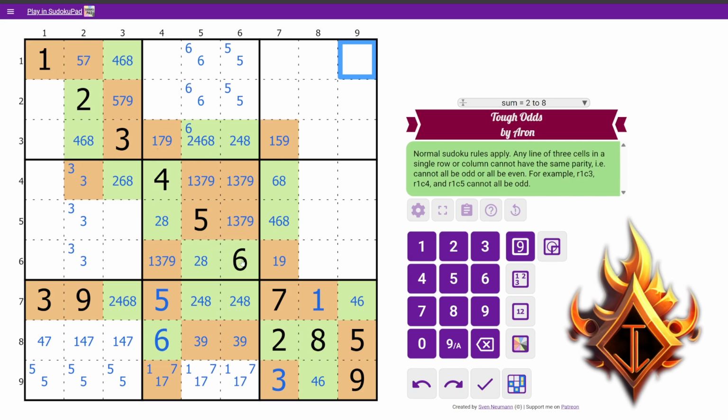Sudoku. Is there even any more Sudoku to do? Eight. This to 8. This here or here.